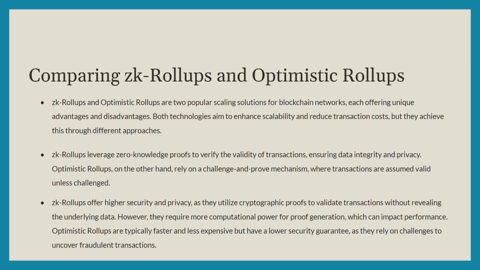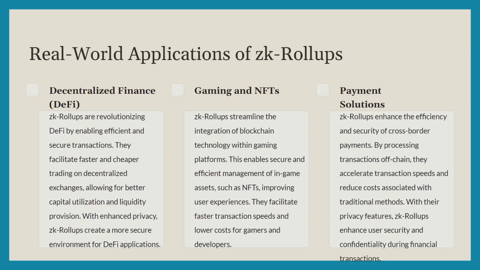ZK rollups offer higher security and privacy as they utilize cryptographic proofs to validate transactions without revealing the underlying data. However, they require more computational power for proof generation, which can impact performance. Optimistic rollups are typically faster and less expensive, but have a lower security guarantee, as they rely on challenges to uncover fraudulent transactions.